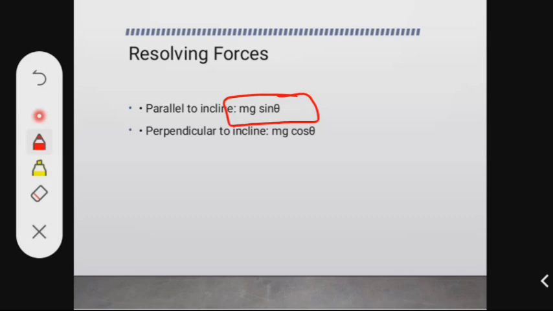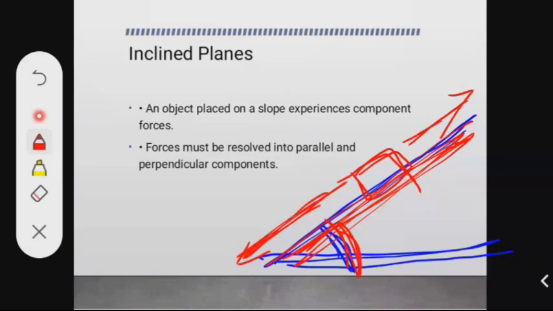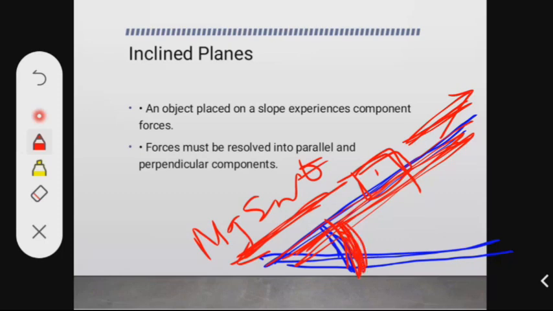When it's parallel, you use mg sine theta. The force is equal to mg sine theta when the force on an inclined plane is acting parallel to that inclined plane. That force will be equal to the mass of the object times gravity times sine of the angle of the inclined plane. So let's go back to this. This kind of force is acting parallel to the inclined plane. To get it, you use mg sine theta: the mass of this object times acceleration due to gravity times the sine of the angle of this inclined plane, this angle down here.